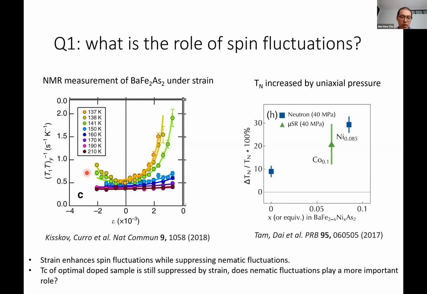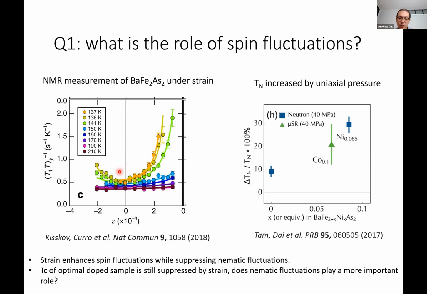So that basically implies that, at least for the optimal doping where there's no long-range magnetic and structural order, when you're applying strain, you're not only suppressing the nematic fluctuation, but you're also increasing the spin fluctuation. But still, the superconductivity is suppressed by strain. So does that imply that the nematic susceptibility is playing a more important role, or the spin fluctuation already changed fundamentally as you're applying strain, and therefore is no longer helpful for superconductivity?